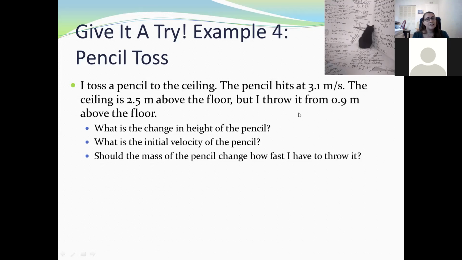If you didn't see that the final velocity of the pencil is 3.1 meters per second, that would be a really helpful thing to take note of. But figuring out what the initial velocity of the pencil is, that's a little bit more difficult to do. So we're going to do that one together. And then we'll be able to answer the question, should the mass of the pencil change how fast you have to throw it? So let's take a look.